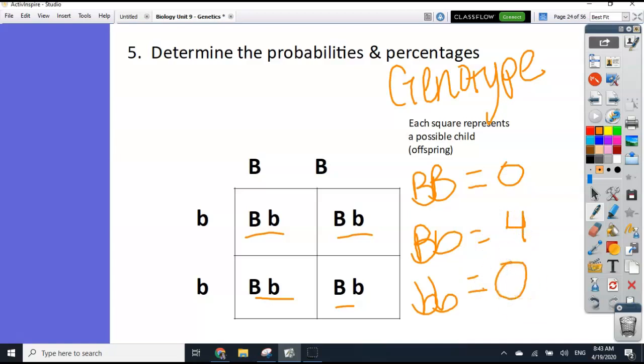And how many little b's? 0. Usually what we do is we convert these into percentages. So notice 4, and I have out of 4 total. So 4 out of 4 is what percentage? It would be 100%, right? So there's a 100% chance they're going to be big B, little b. So all of the kids, it doesn't matter which kid it is, all of the kids are going to be big B, little b.